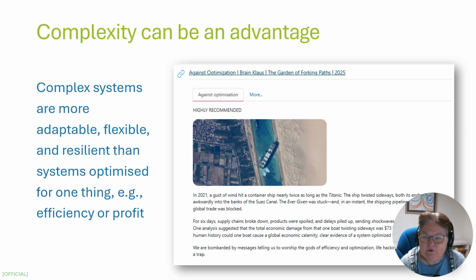So this is an example of a highly optimized system, optimized for one thing, and that is ships through the Suez just in time. But complex systems based on nature are much more resilient. They may appear more redundant, but they are actually much more resilient and adaptable and flexible than systems that are optimized for one thing, and that might be efficiency, as in this case, or profit. As we see, when we optimize for profit, what we find is that everything else falls apart, like the environment and human rights.